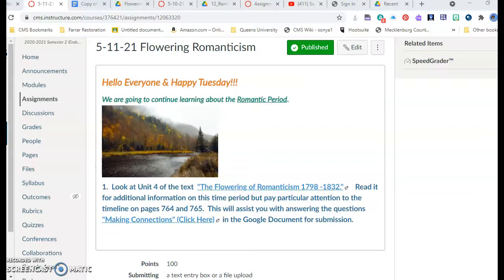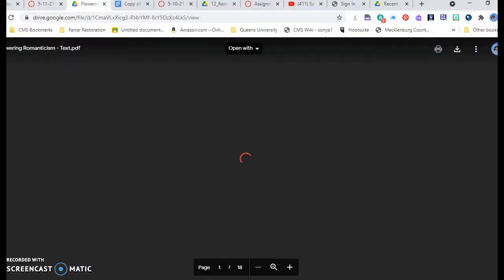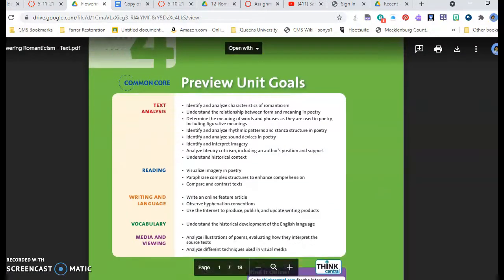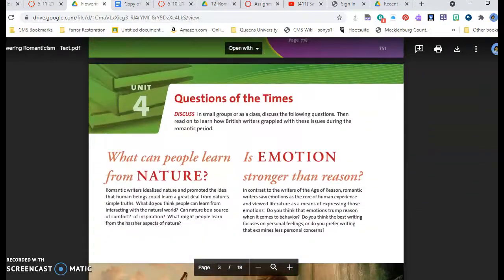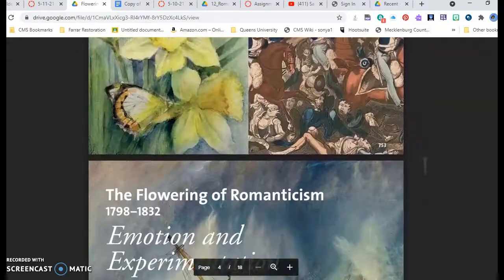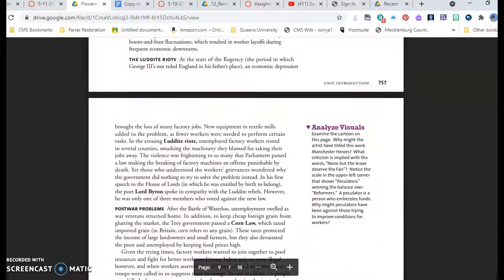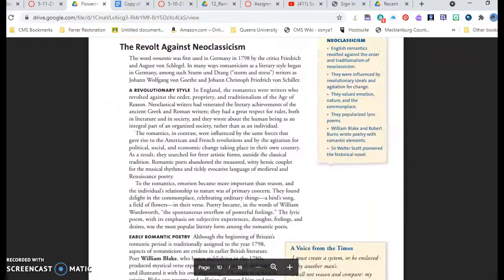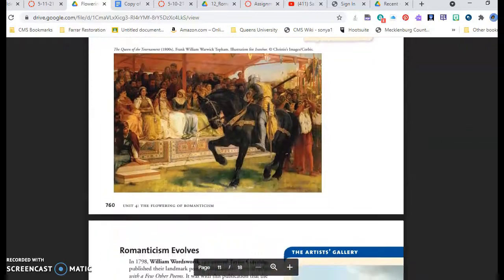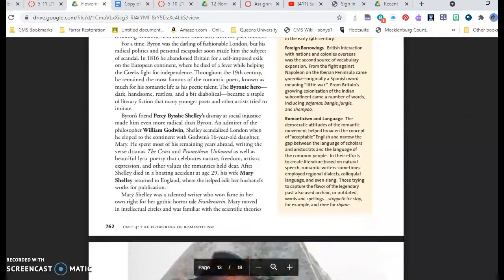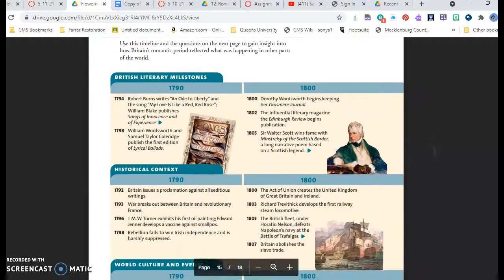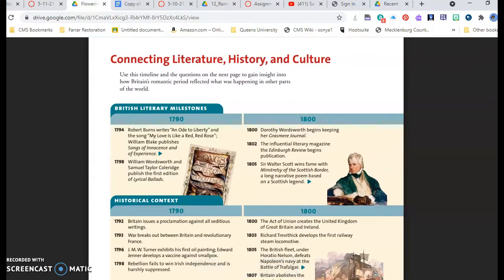First, you're going to look at Unit 4 of the text, Flowering of Romanticism. And here it is. You'll read through it so that if we have a little test on it, you're fully updated on the information and can answer any questions related to it with fidelity. Here's the timeline.